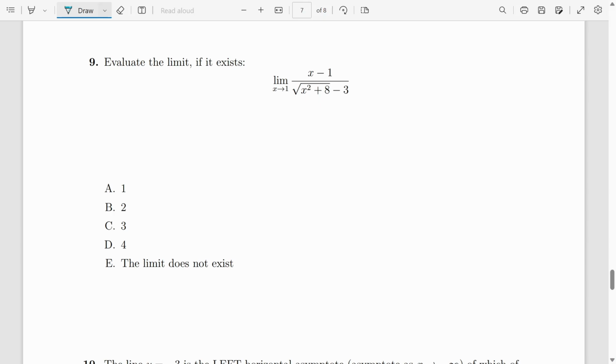So question 9, just a limit problem. The first thing I always recommend doing for limit problems is just plugging in the value that you see there. So if you plug in 1 for x here, 1 for x there, this becomes, let's see, 1 minus 1 is 0, and then square root of 1 plus 8, which is 9, so that's going to be 3 minus 3, which is also 0. So this is going to end up being 0 over 0.